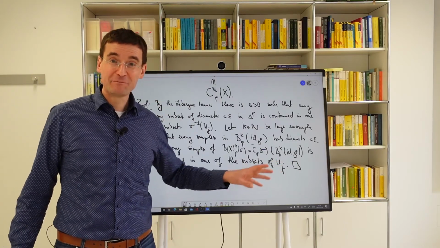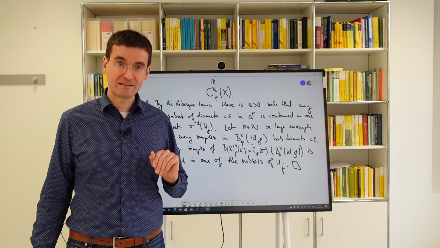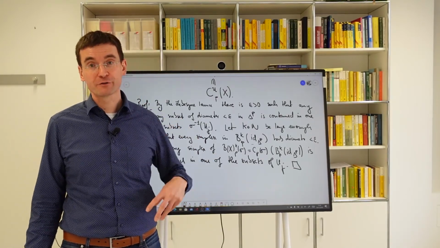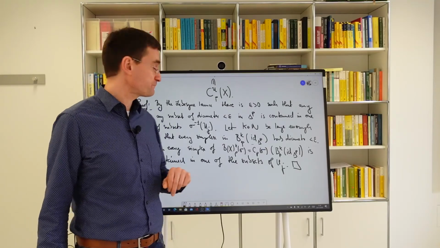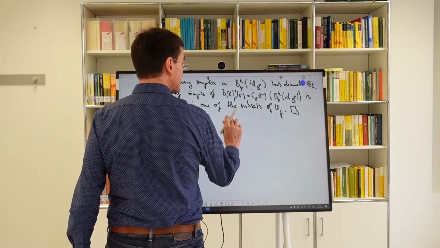So many preliminary steps on our path towards the proof of the small simplices lemma, but now we're finally at the stage where we can prove it, and therefore also conclude the proof of the excision axiom. So let's jump into the proof of the small simplices lemma now.